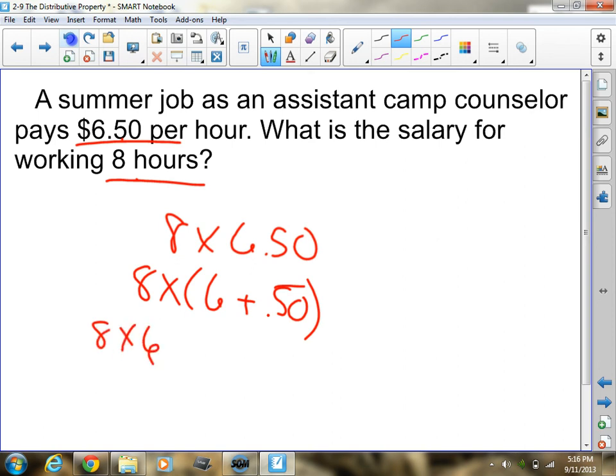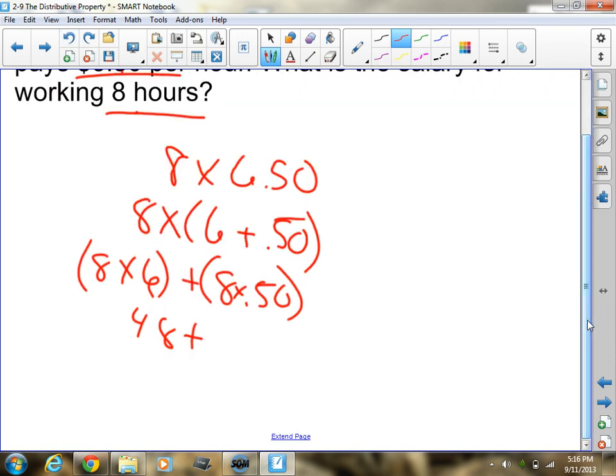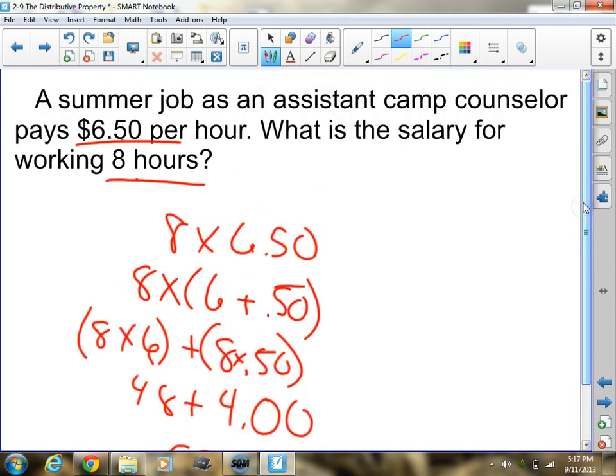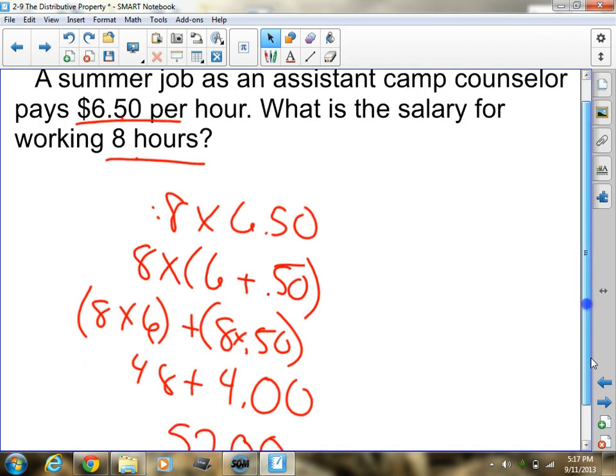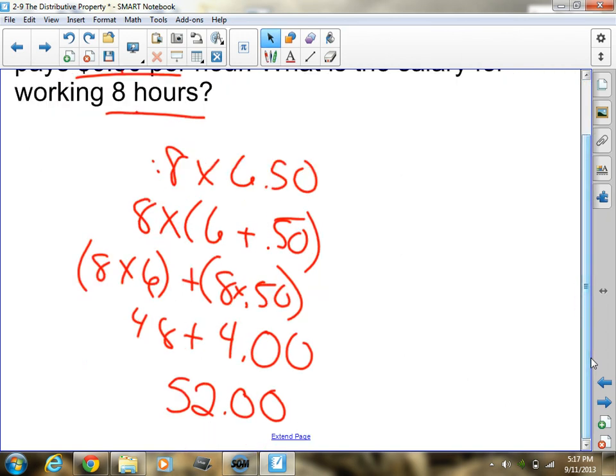So 8 times 6 plus 8 times 50/100. 8 times 6 is 48, plus 8 times 5 is going to be 40, but add a 0 in, so it's 4.00 technically. And we add those together, and it's going to be $52. So you see how I went from a very complex, that right there, that's a little scary. I used the distributive property, and bam, easy, easy money.